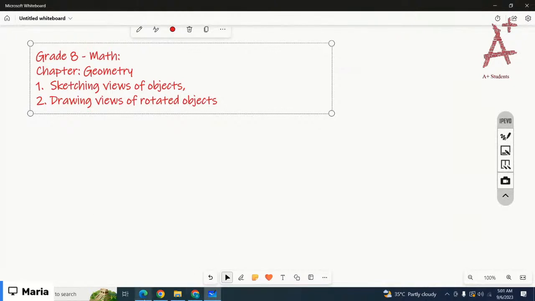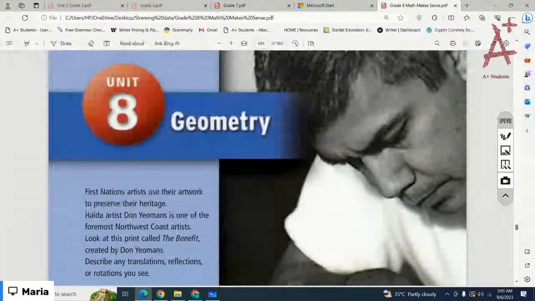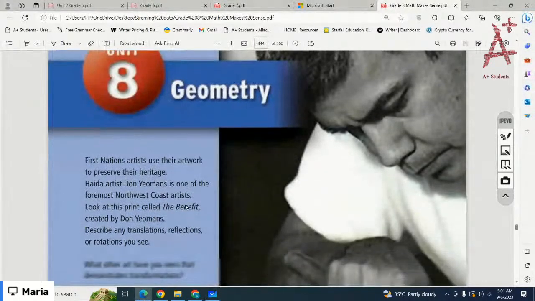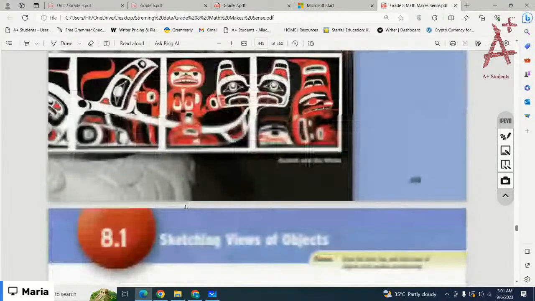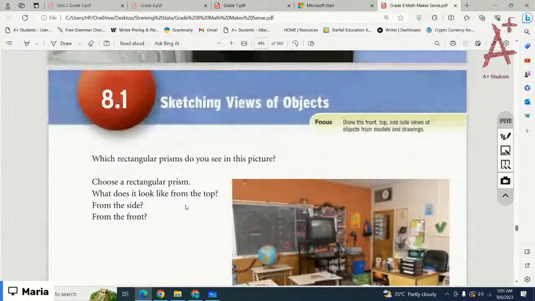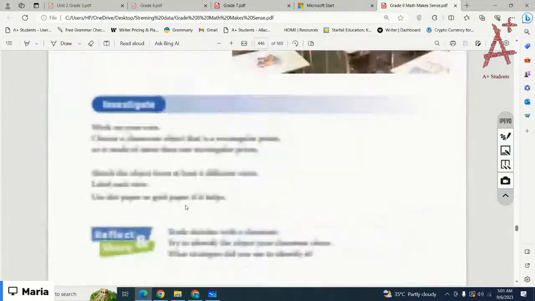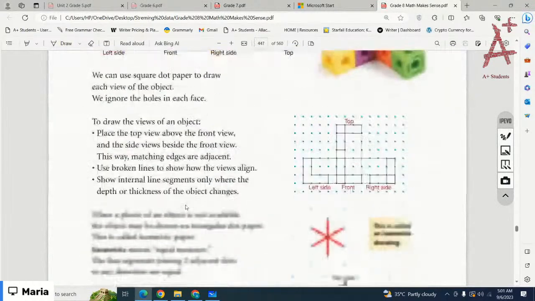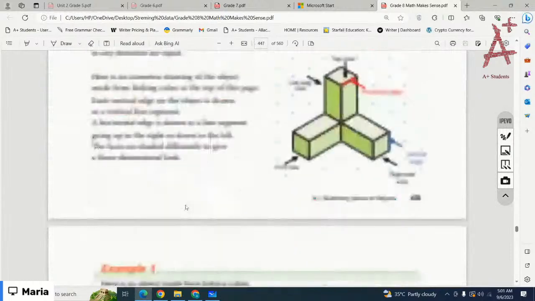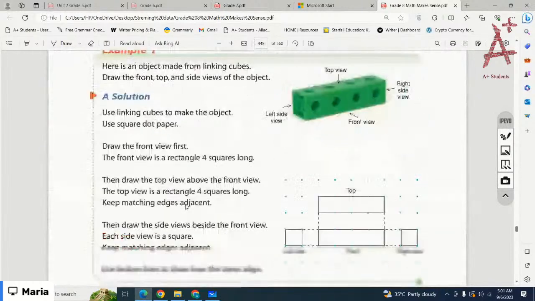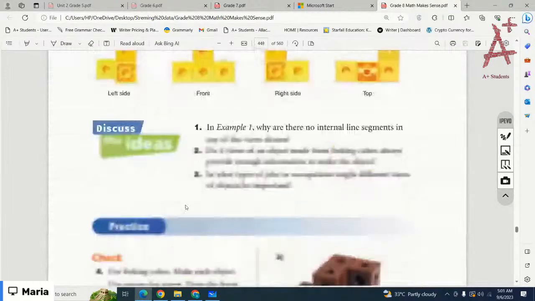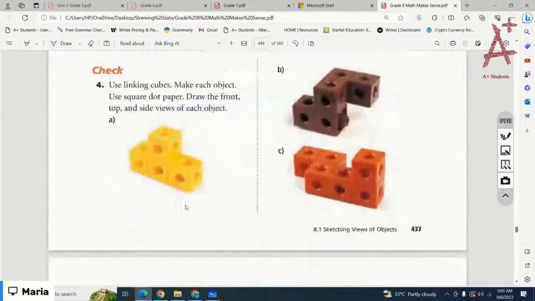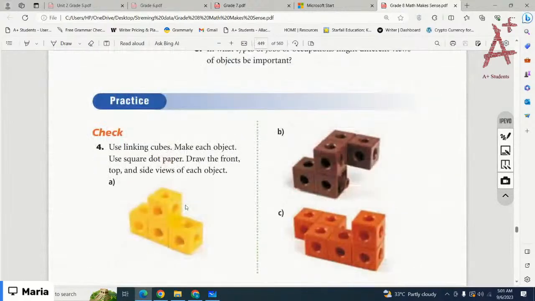Okay, here I am on the grade 8 math. The chapter we're going to start with today is geometry. So let's just start with the lesson, sketching views of objects. Okay, here is the practice question. Let's just start with the practice questions.